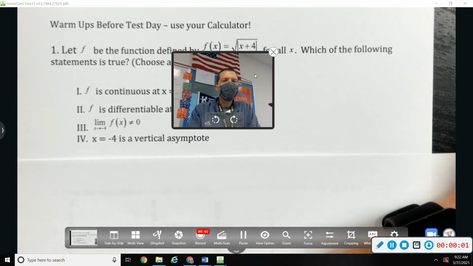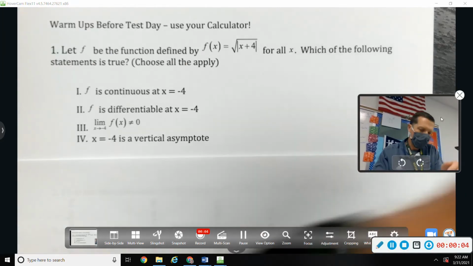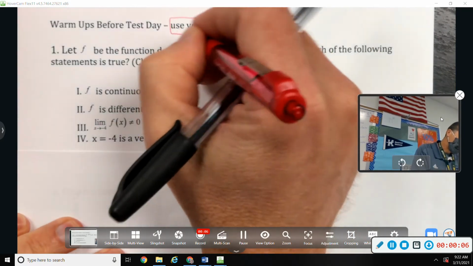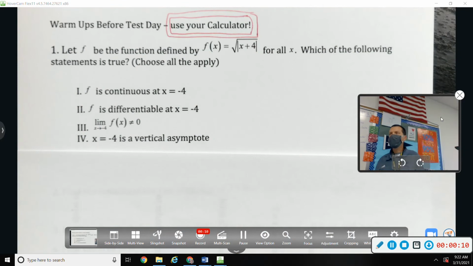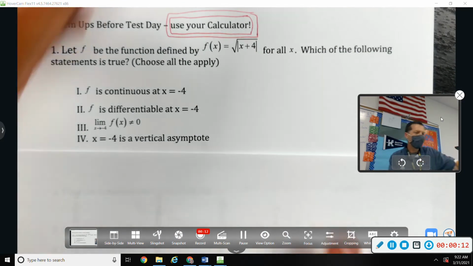So some test-inspired warm-ups. Again, use your calculator. It's not cheating to use your calculator. It's knowing to use it, especially when it asks you to.